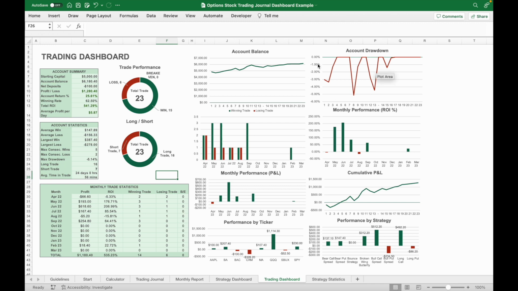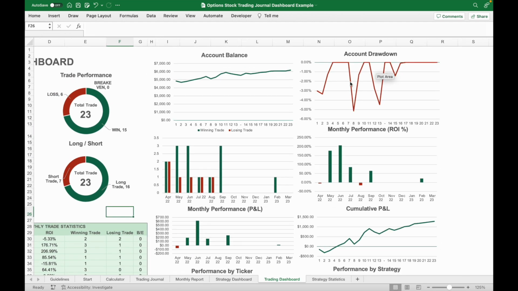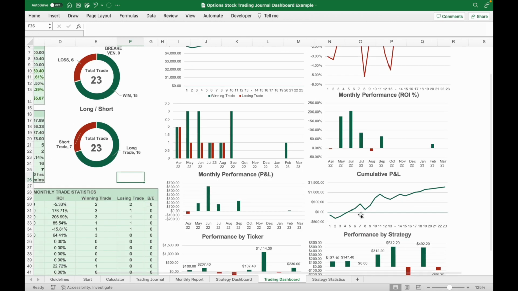The graph here allows you to have a glance of your overall period trading performance such as account balance, which shows the total value of account at a given point in time. Account drawdown shows the maximum loss the account has incurred over the whole period. And account cumulative P&L, which shows the net profit or loss accumulated over time. You can also have a glance of the overall performance of individual ticker and trading strategy to know how individual stock and strategy have contributed to the overall performance of the account, as well as the monthly performance in terms of return on investment, profit and loss, and winning and losing trade.